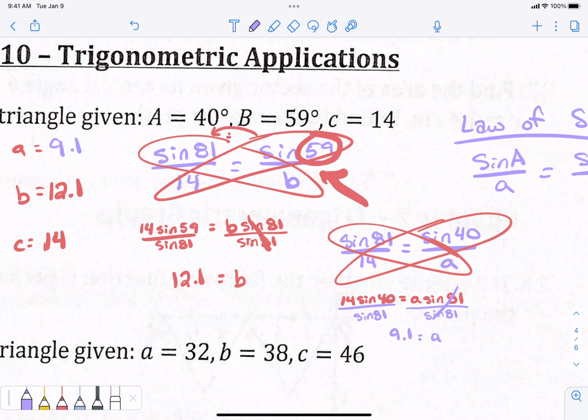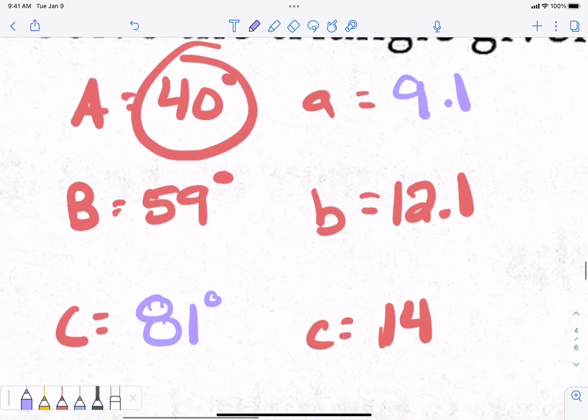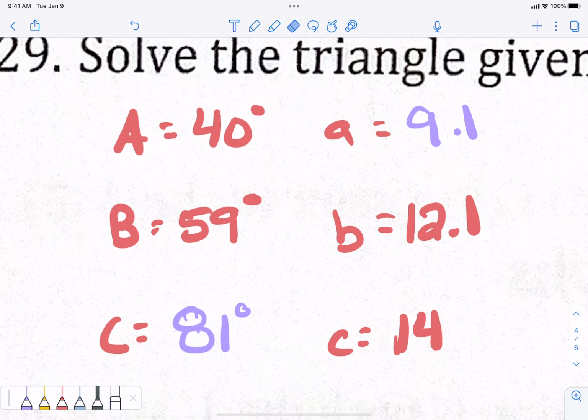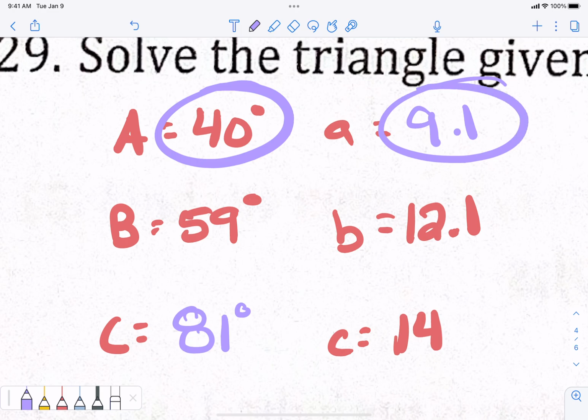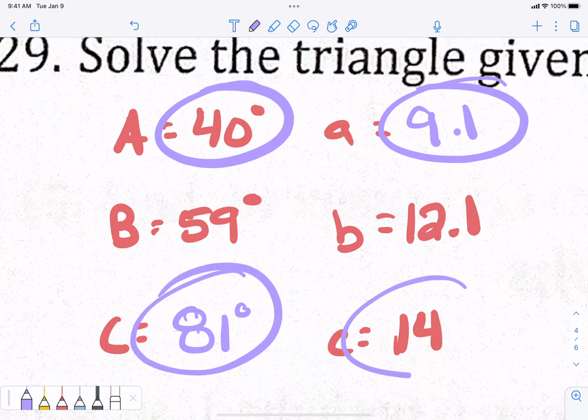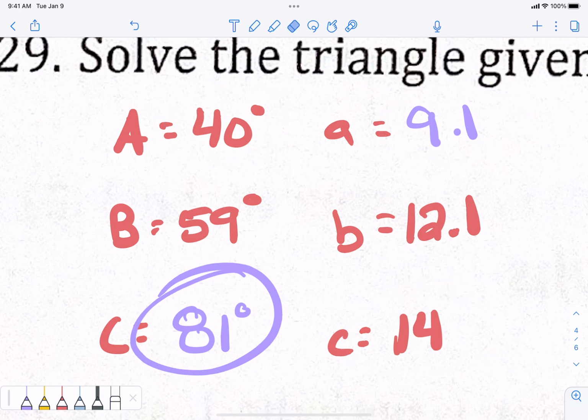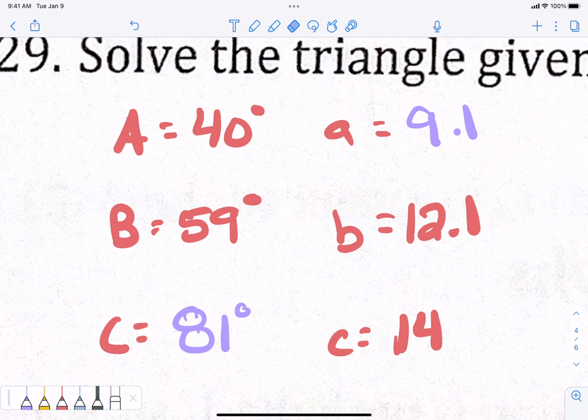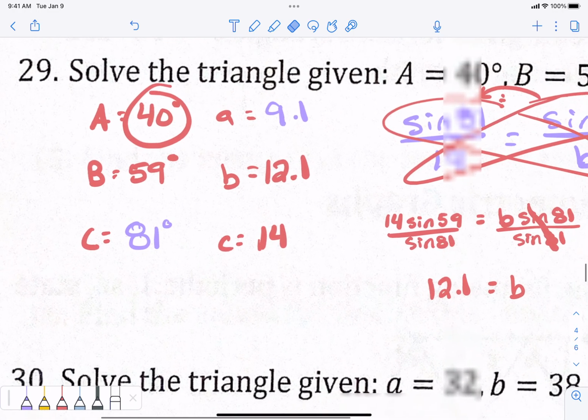Okay, 9.1. All right. How do you check that to see if it seems reasonable? Is the smallest side with the smallest angle? Is the biggest side with the biggest angle? Yeah, that's consistent. So I know at least I got that part right. It seems reasonable as an answer. Okay, that one's done. 29 is done.